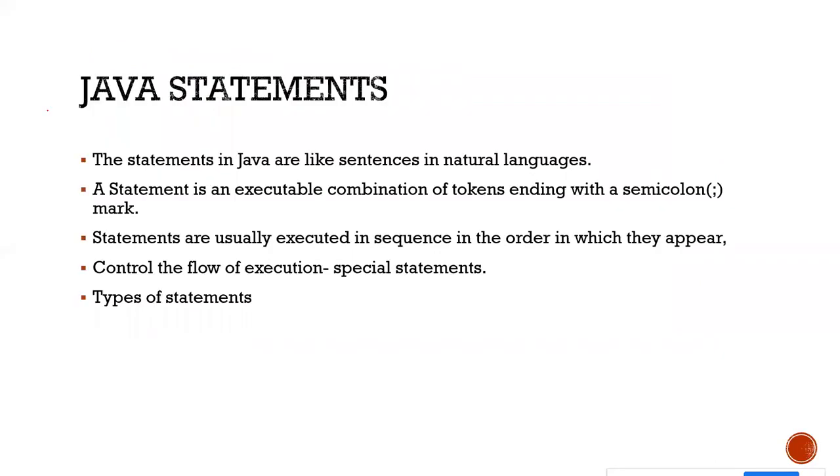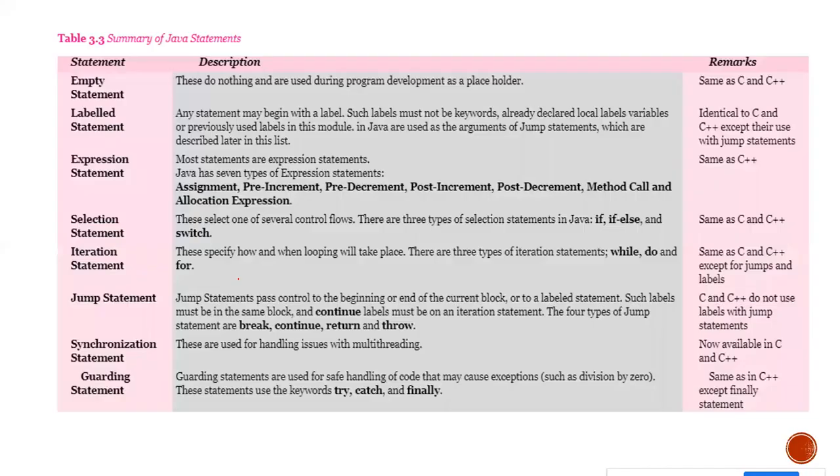Next are the Java statements. The statements in Java are like sentences in natural languages. A statement is an executable combination of tokens ending with a semicolon mark. Statements are usually executed in sequence in the order in which they appear. So they control the flow of execution, special statements, and types of statements.